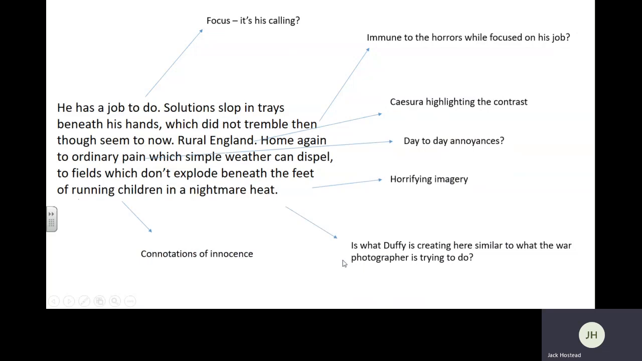And so I thought, here is what Duffy's creating here. Is it similar to what the war photographer is trying to do? The war photographer is trying to show people his pictures, trying to make them see. I think through the words, Duffy's doing that as well. It's kind of opening our eyes to what's happening, and trying to make us feel this empathy for people in different countries who are a lot less fortunate through war.